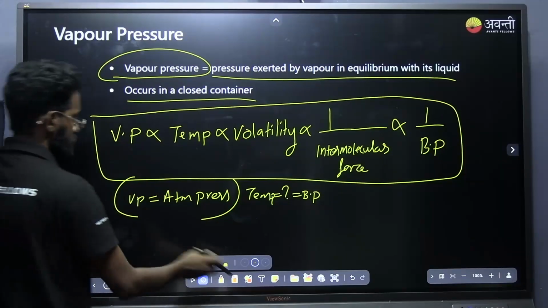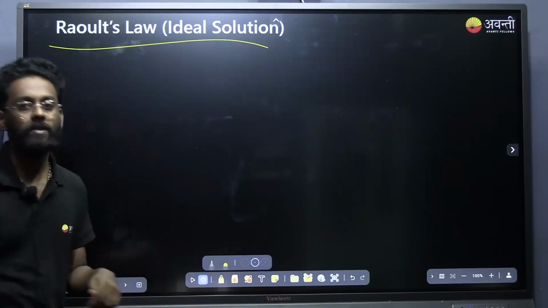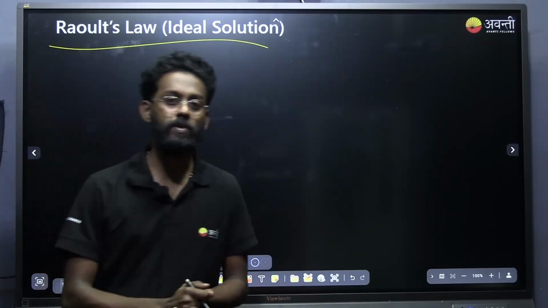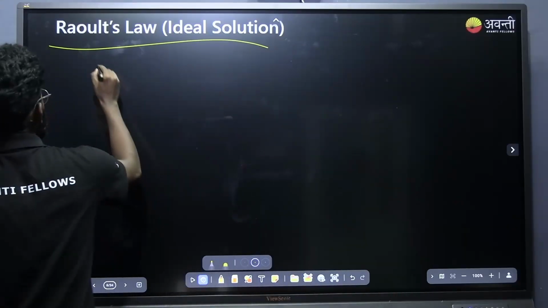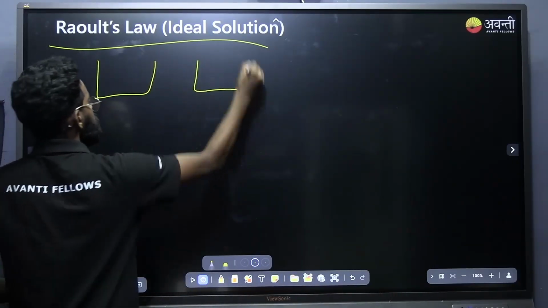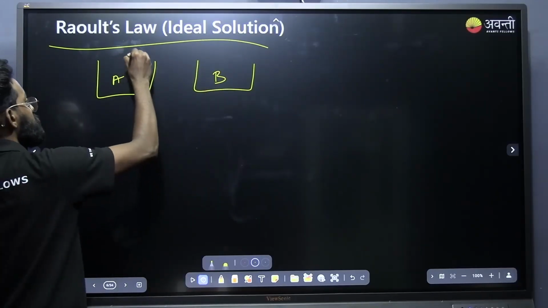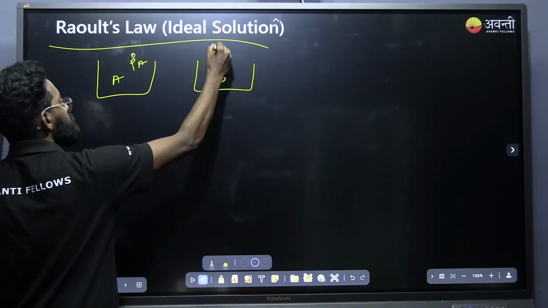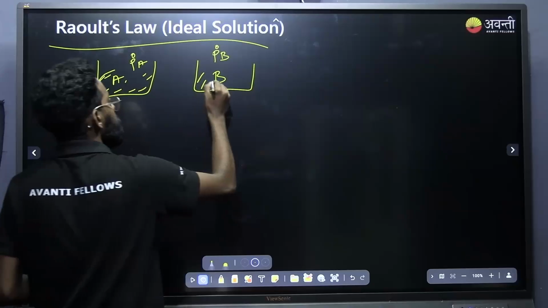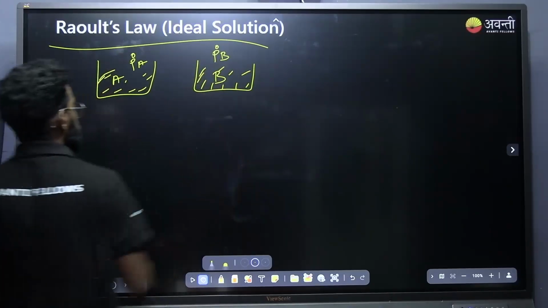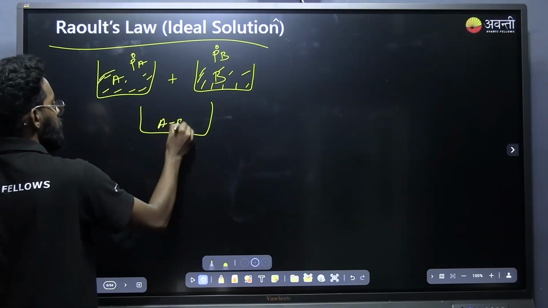Now we will be moving into the next topic, that is Raoult's law, which is applicable to ideal solutions. A solution is ideal only if it obeys Raoult's law. And what is Raoult's law? Consider I have two liquids, liquid A and liquid B, and let's suppose liquid A has a vapor pressure P naught A, and B has a vapor pressure P naught B. Now I will be mixing these and making a solution having A and B.